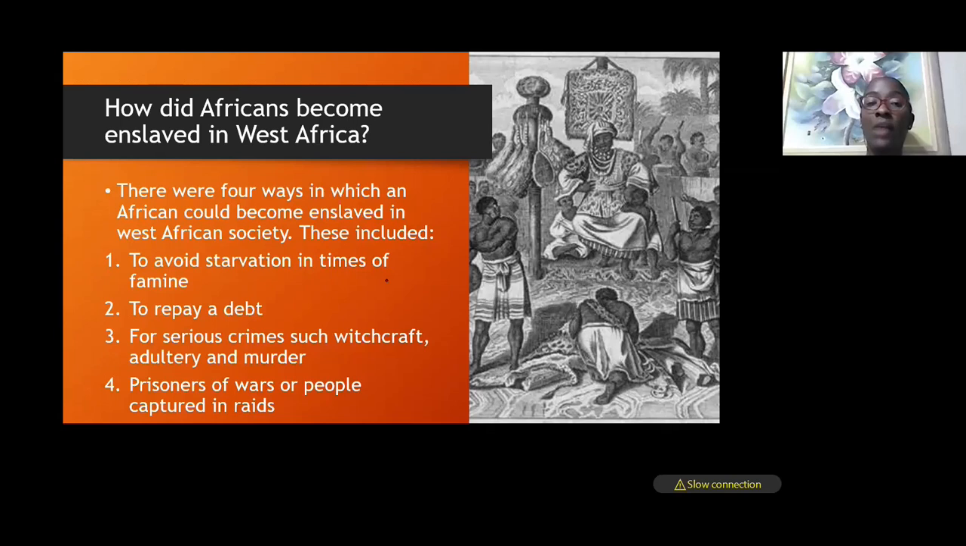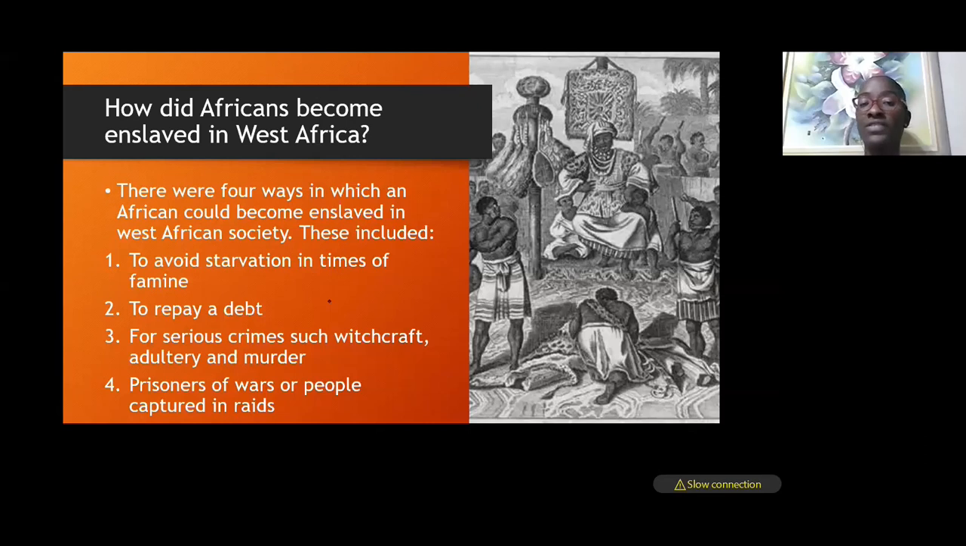Now, one of the things that I wanted to mention: slavery in West Africa was different from slavery in the New World in that aspect, because in these cases you would be able to be free after a time. But in the New World, it was for life. If you were a slave, you were a slave for the rest of your life. You didn't get to be free when you wanted to be free. Okay, so it wasn't about a debt, a repayment, or for food during hard times.